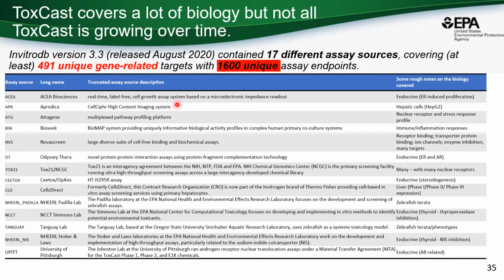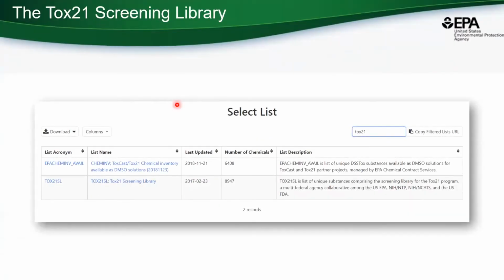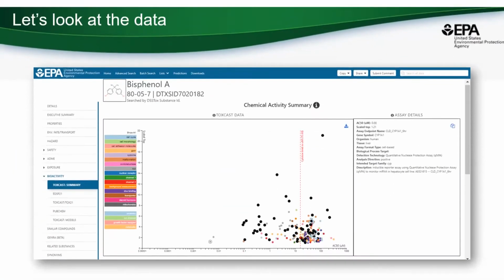There are a total of 17 different assay sources that includes commercial assays that we fund in order to get these measurements made, as well as our own laboratories inside the agency, where our own laboratories are measuring these thousands of chemicals against different assays. And for TOX21, as I mentioned, we have over 8,000 chemicals that have been through the TOX21. You can see that particular list here.